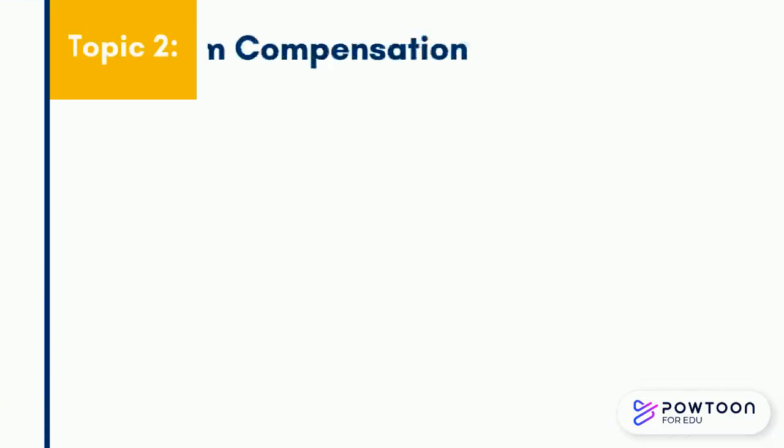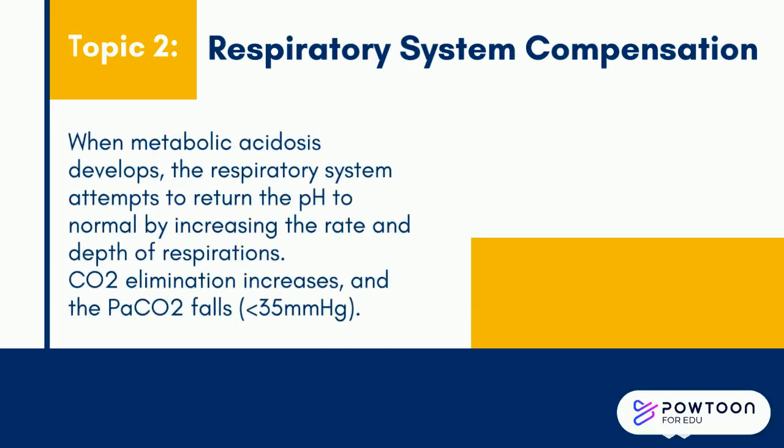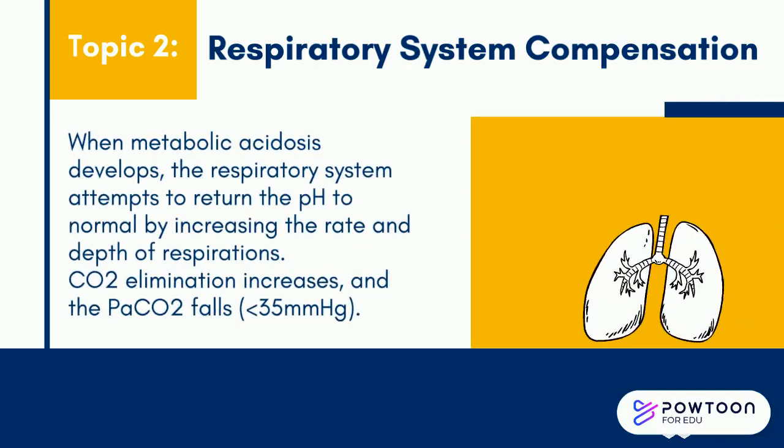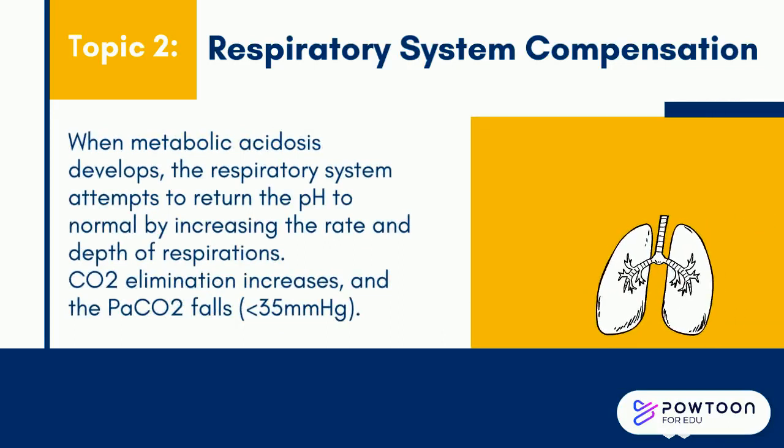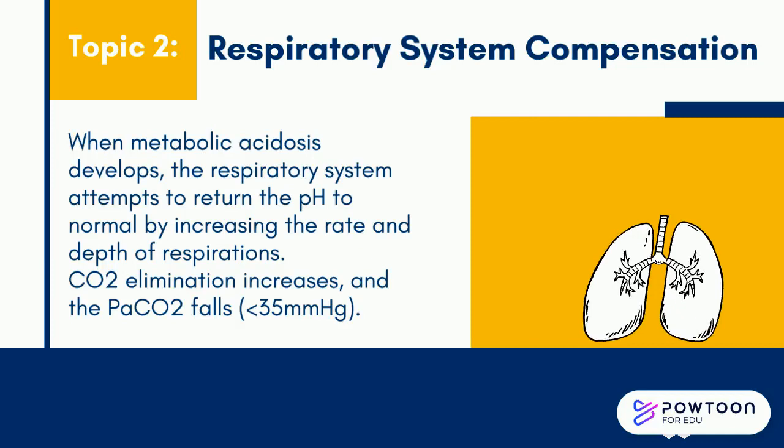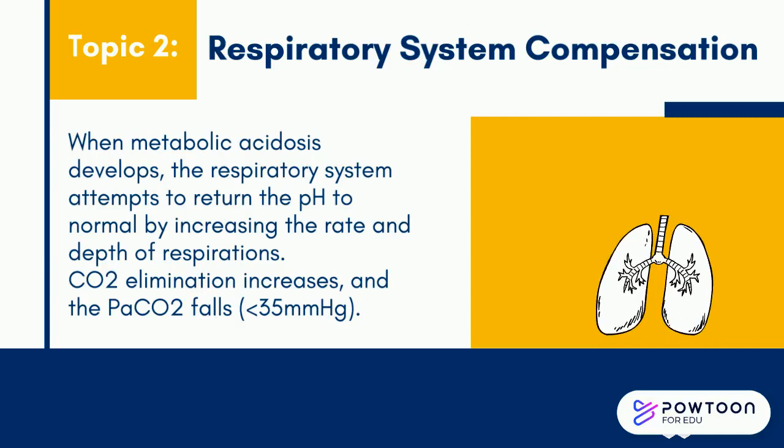So when metabolic acidosis develops, our respiratory system says, hey, let's see if we can try to fix this. So it's going to start increasing the rate and depth of respirations to try to get rid of some of that CO2. Remember, CO2 with water turns into carbonic acid, so it tries to get rid of some of that acid.